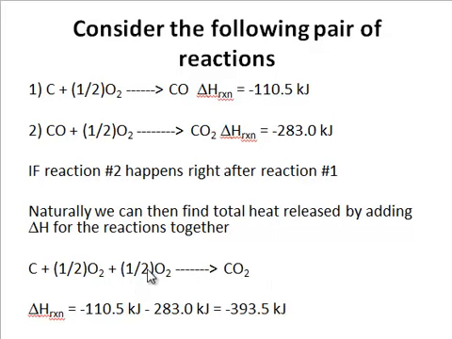And naturally, we have two half moles of oxygen. Those could be combined to one mole of oxygen. As I've said, since these are two consecutive processes, we just add up the heat for both, negative 393.5. What we have is the heat of reaction for C plus O2 goes to CO2.